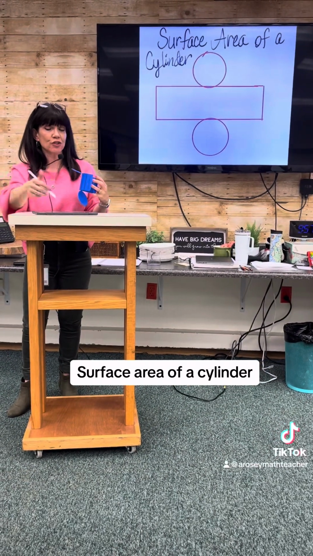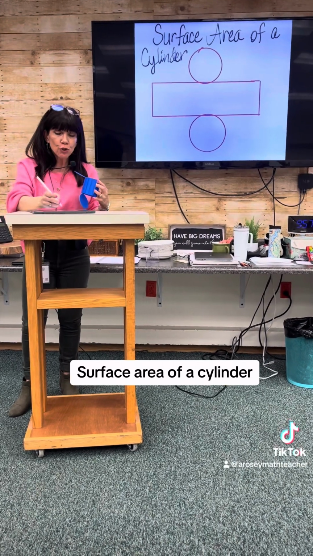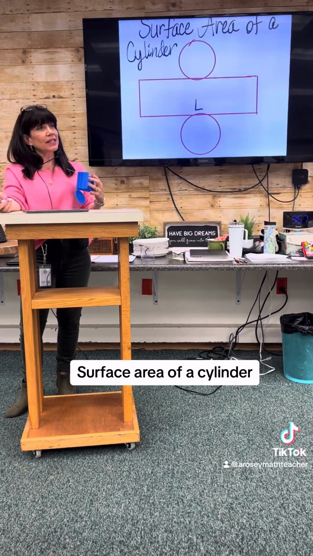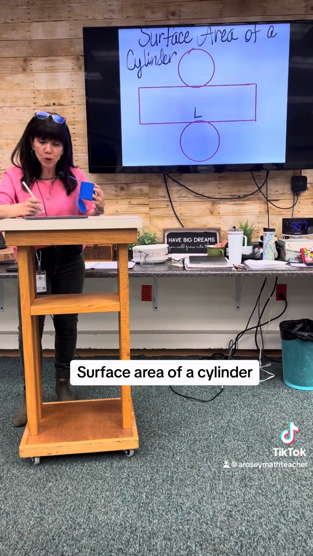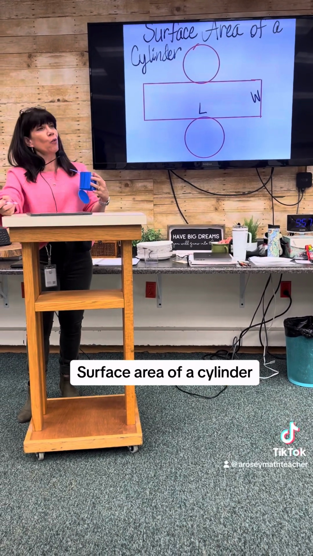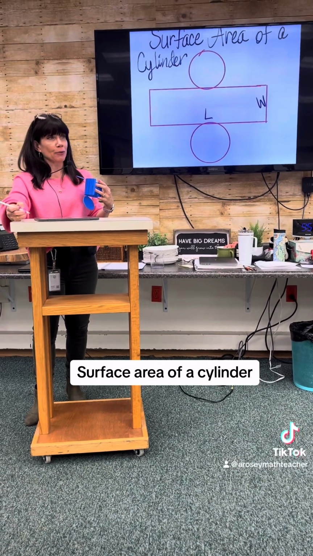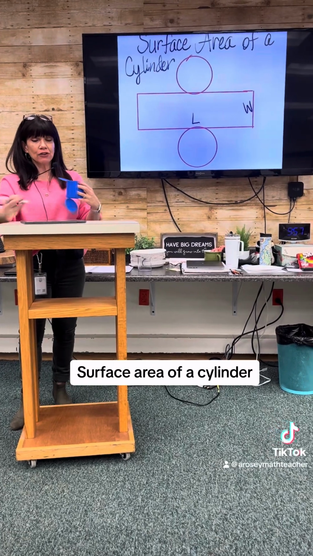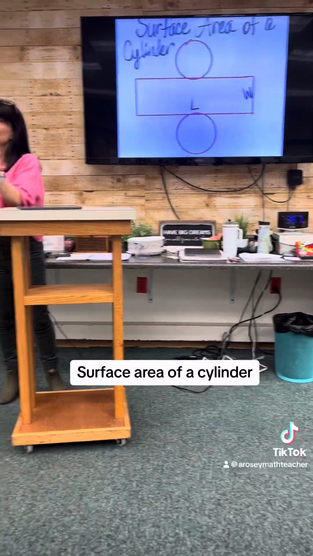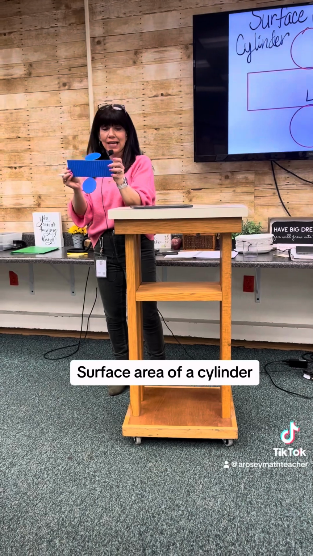When you are trying to find surface area of a cylinder, you want to find the length of the rectangular piece, and you want to multiply that times the width. Please write that on your paper. I'm serious. Write it down. L on the long side of the rectangle, W on the short side of the rectangle.